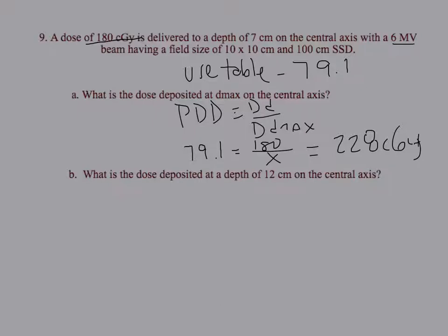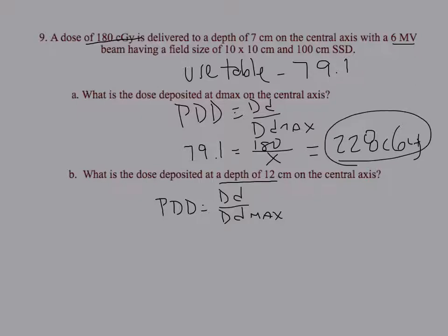Now B, what is the dose deposited at 12 cm? So again, I can use my percentage depth dose formula, but I'm going to use different values. My Dmax stays the same, because that's for this beam. That's going to remain the same. That's the dose at Dmax at 100%. So that's the same no matter what depth I'm talking about. So I know what my dose at Dmax is. So if we write that over here, it's 228.